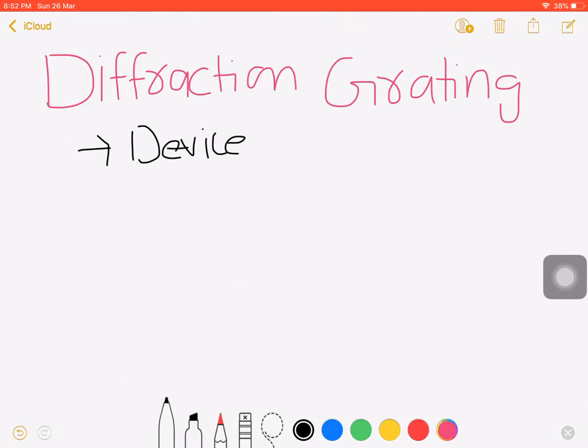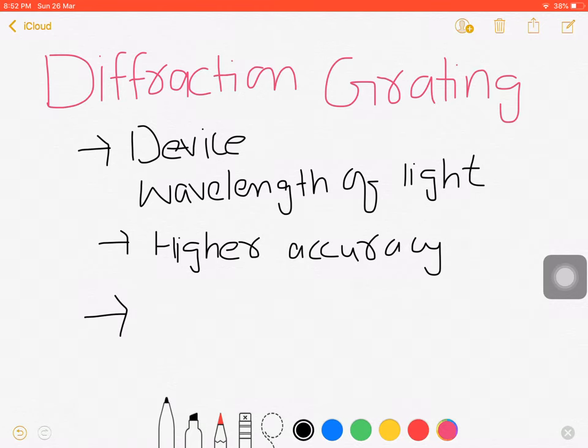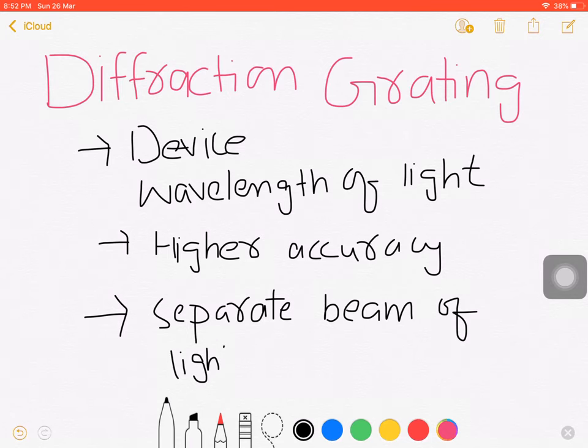It's a device which is used to calculate the wavelength of light with higher accuracy, right? And one other thing is that it is used to separate a beam of light into its constituent colors, right?